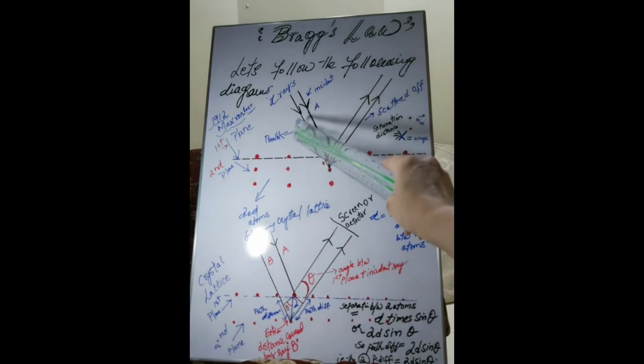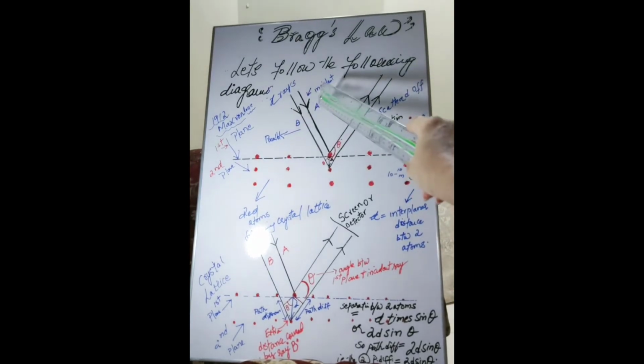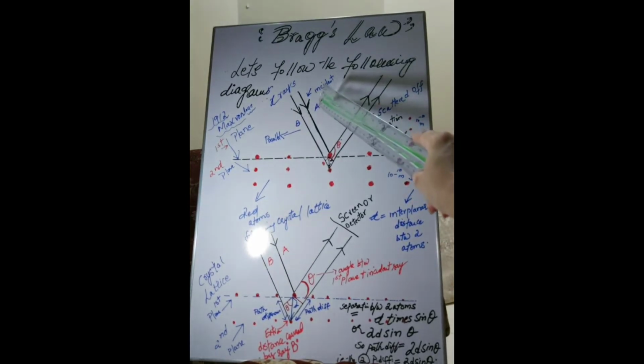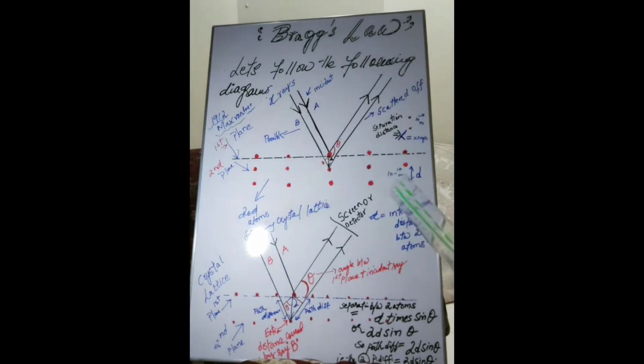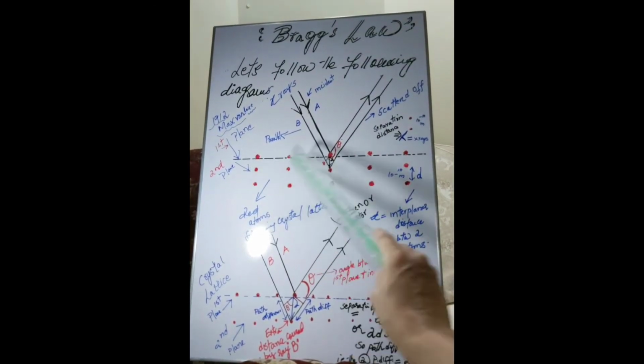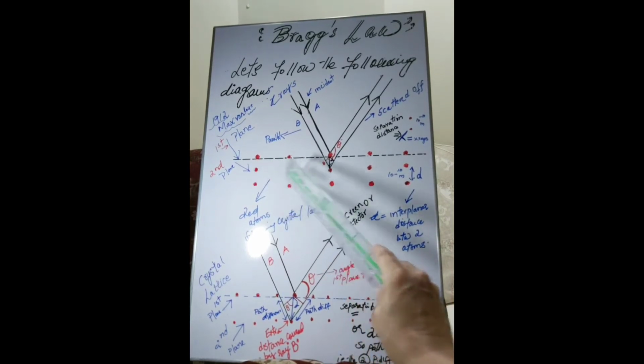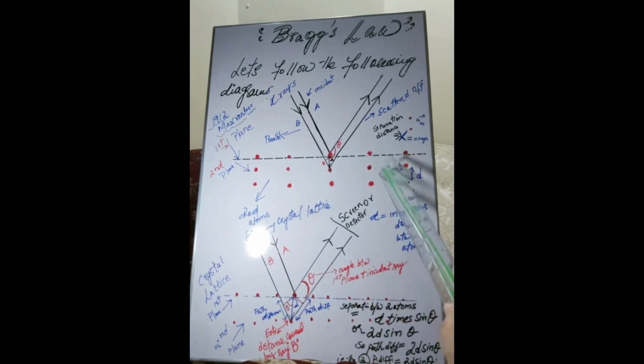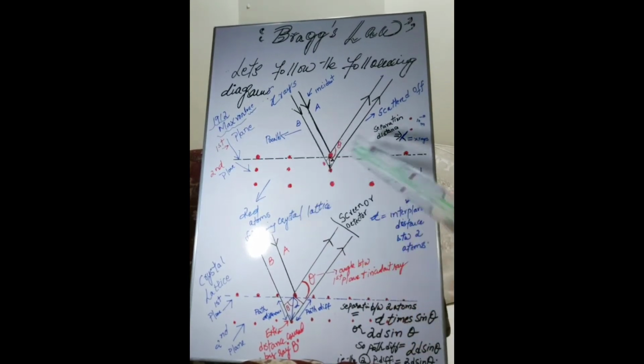Now here you can see the two rays, that is A and B, right? So the X-rays strike the ordered atoms, and these red atoms are all the ordered atoms in a crystal plane. These are different planes, right? One, two, three, three different planes. Here you can see this is the first layer, the first plane. This is the second plane of atoms. You can see here the atoms are all ordered, right?